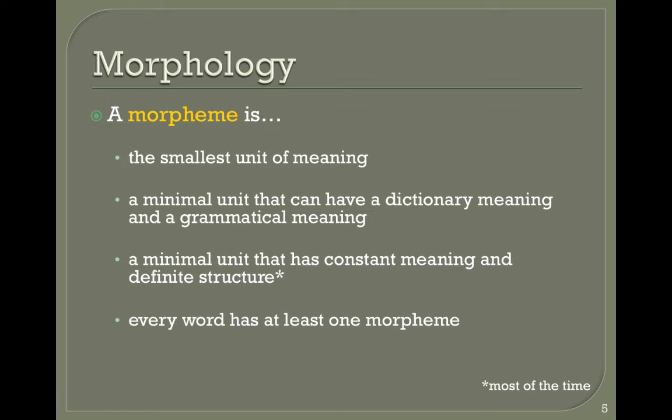All right, let's try to get a working definition for morphology and a morpheme. We can safely say that a morpheme is the smallest unit of meaning. It is a minimal unit that can have a dictionary meaning and a grammatical meaning. It generally has a constant meaning and definite structure most of the time. And every word has got to have at least one of these morphemes.